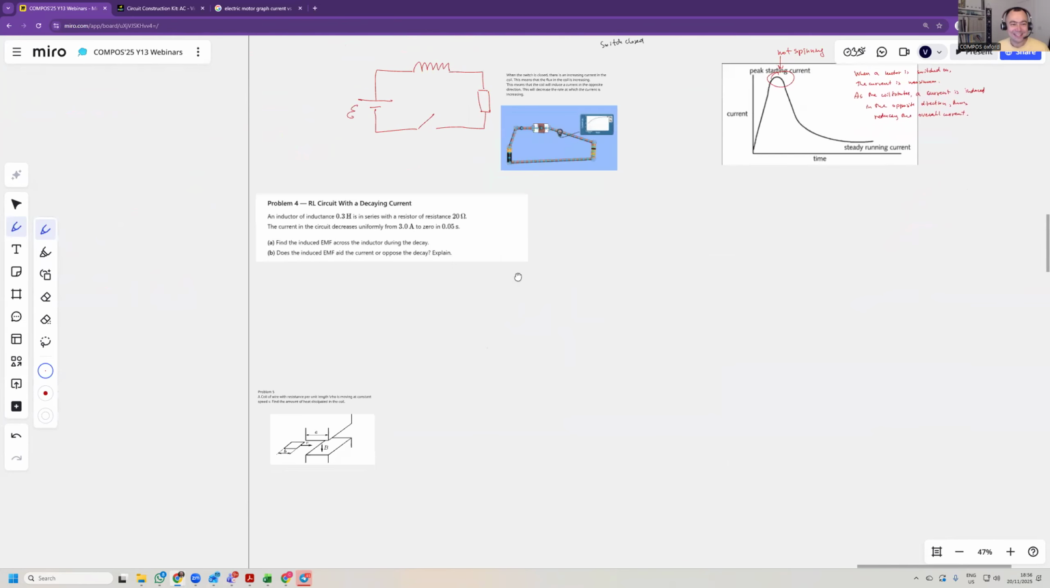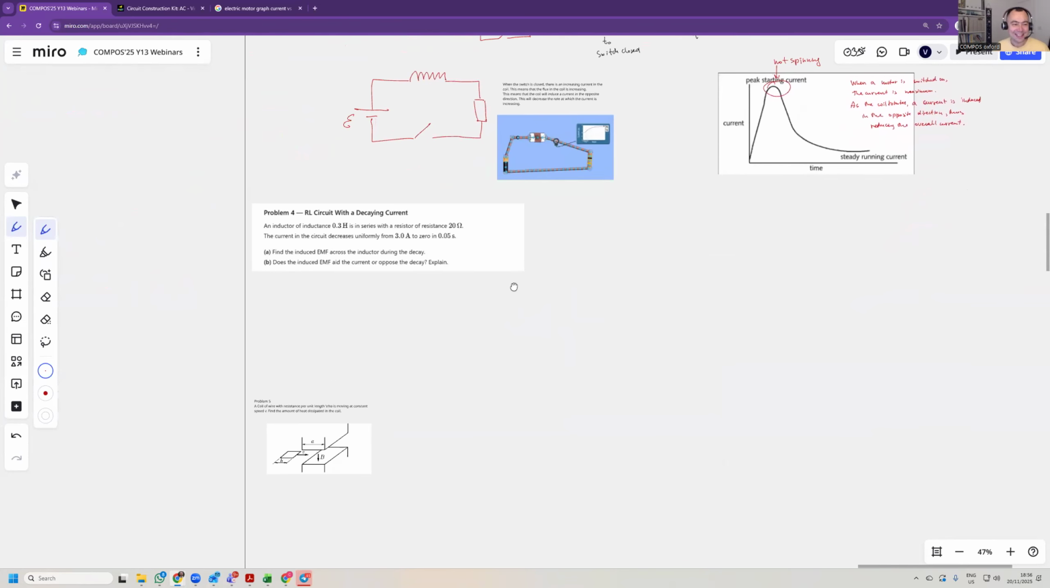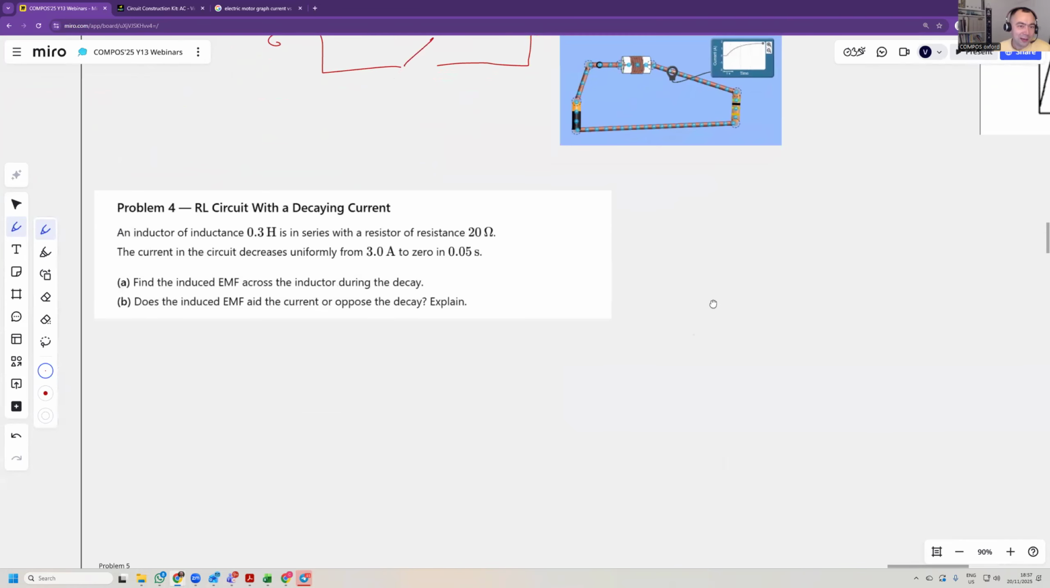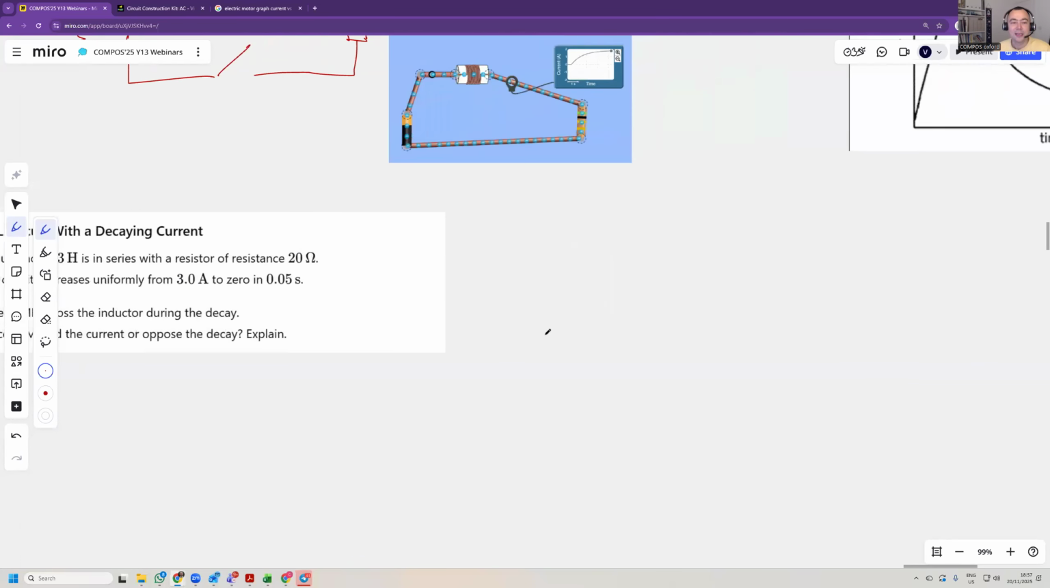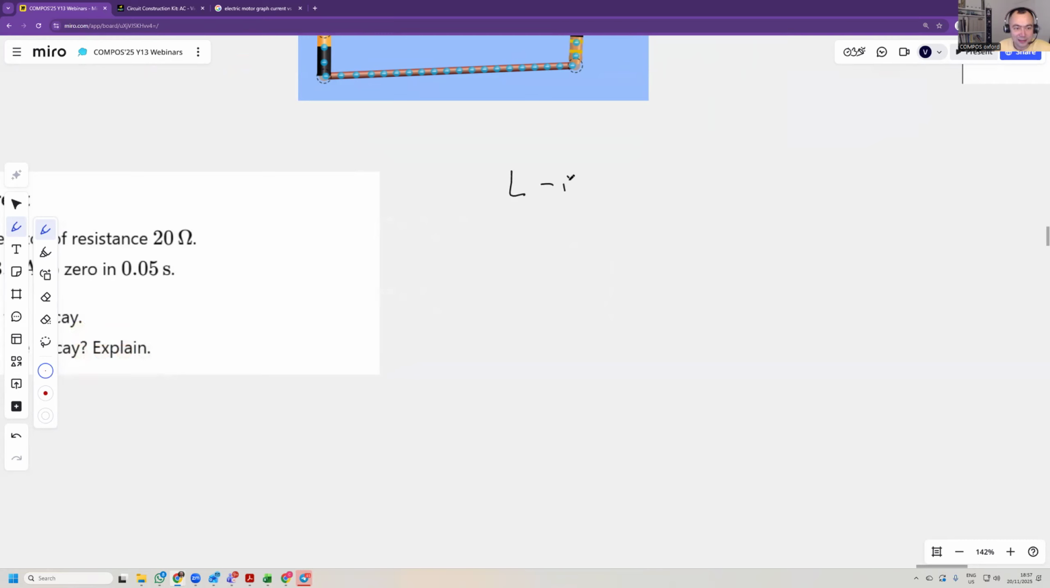Anyways, yeah. So the inductance is measured in Henry, and L is inductance.